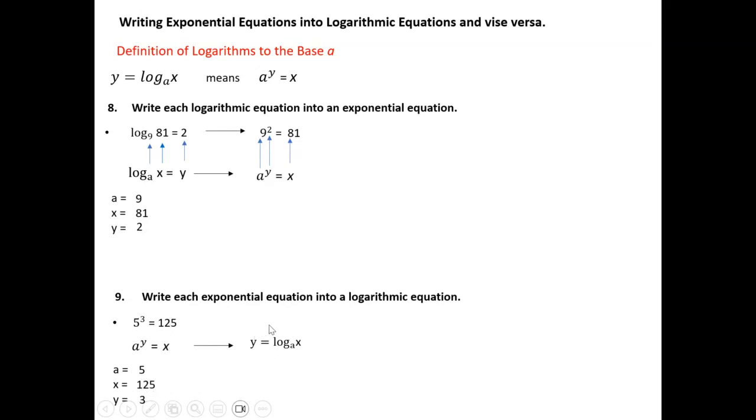Now it's going to be 3 equals log of base 5 of 125. See, there's my y, 3. My a, my base, is 5. And my x is 125. Or at times, it's written the other way. It'll be log of base 5 of 125 equals 3. It's the same result.